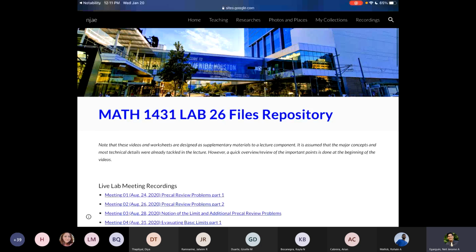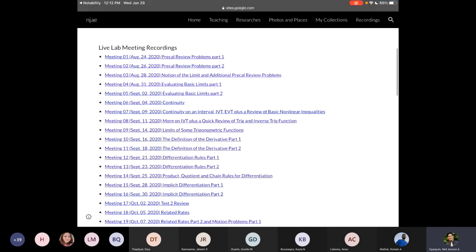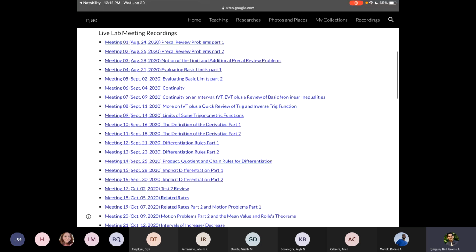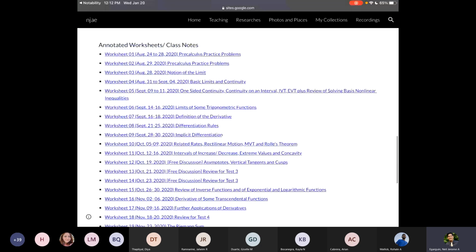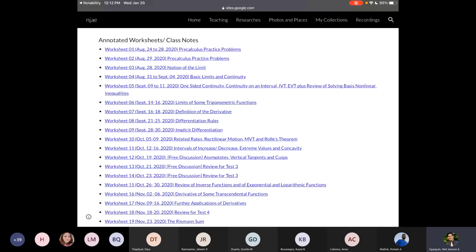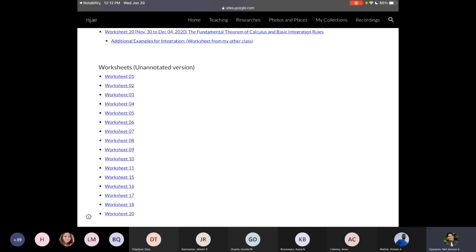And then you'll be diverted to the files repository I have over here. You see, I have all my lab meeting recordings here and the annotated worksheets or class notes that we produced after every lab meeting. So this usually contains all the answers to the worksheets that we worked on and the annotated versions, right?